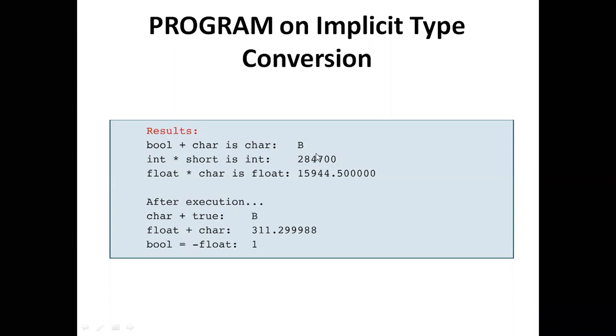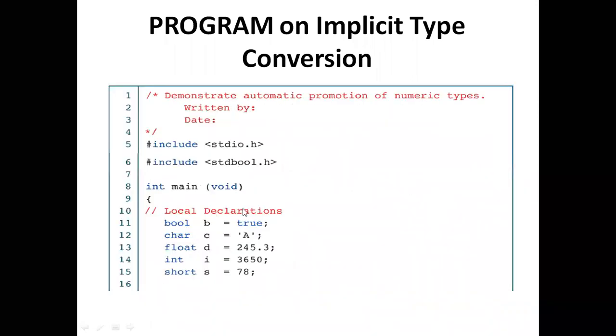Here it is displaying the character value as B, and boolean plus character is B. Why is it displaying B here? The boolean value is true, and true means one. The character value is A, and the ASCII value of A is 65.